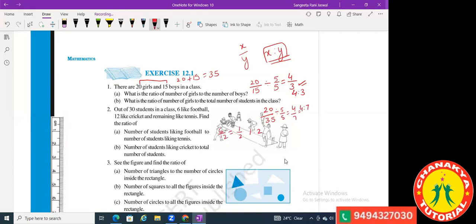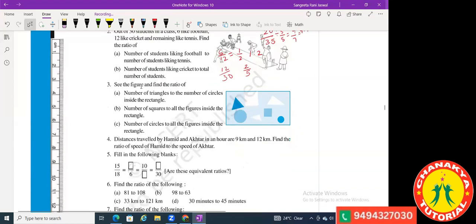Now, the number of students liking cricket to the total number of students. Please find this. Can I find Rishit? Okay, Rishit, tell me. Ma'am, it's 12:30. Okay, which equals 2:5. If we simplify it, 2:5. With which number did you divide this? I divided by 6, ma'am. Okay, 6 twos are 12 and 6 fives are 30. So 2 is to 5. Good.